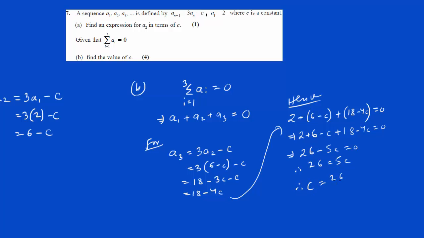C equals 26 by 5. It is important to remember one thing. If they do not mention how many decimal places or significant figures, then it's a good idea to leave the answer in exact form.